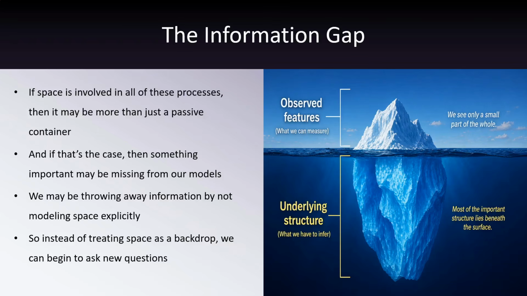The information gap. If space is involved in all of these processes, then it may be more than just a passive container. It may have structure, limits, or interactions that we are not fully accounting for. And if that's the case, then something important may be missing from our models. We may be throwing away information by not modeling space explicitly. So instead of treating space as a backdrop, we can begin to ask new questions. What is space made of, and how can we start to model it?